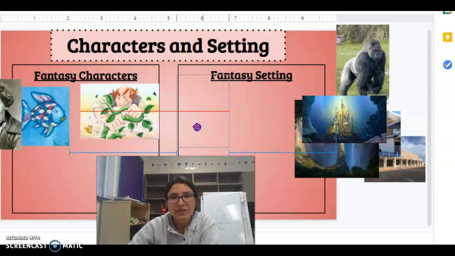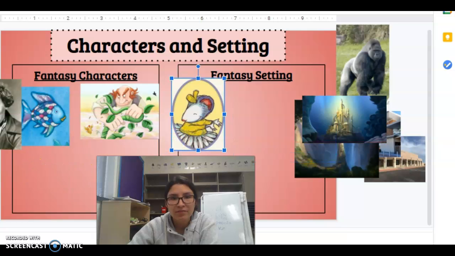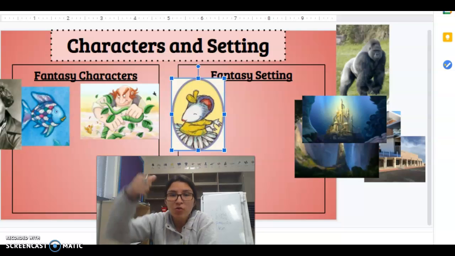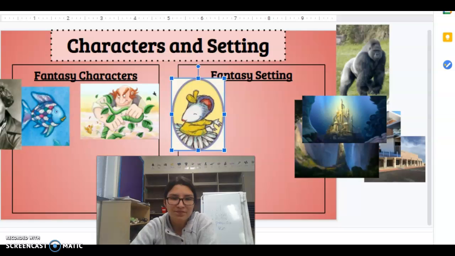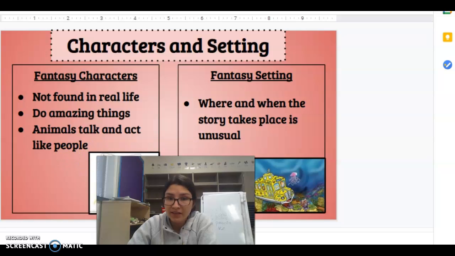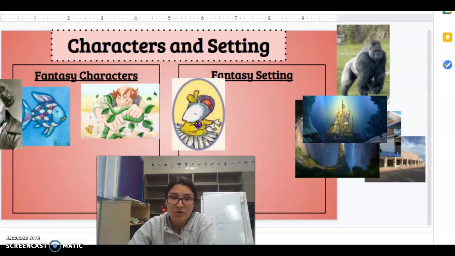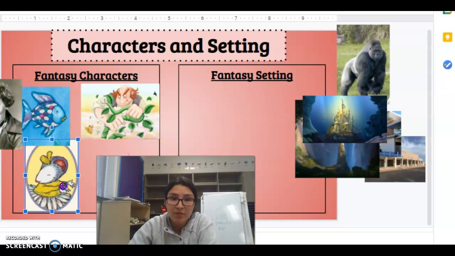Okay, here is Chrysanthemum. We're actually going to read the story about her today. Is this a fantasy character or a real character? This is a fantasy character. As you can tell, this is Little Mouse, and she's dressed up and behaving like a person, like people, right? So that was one of the characteristics for fantasy characters, whenever the animals behave like people.